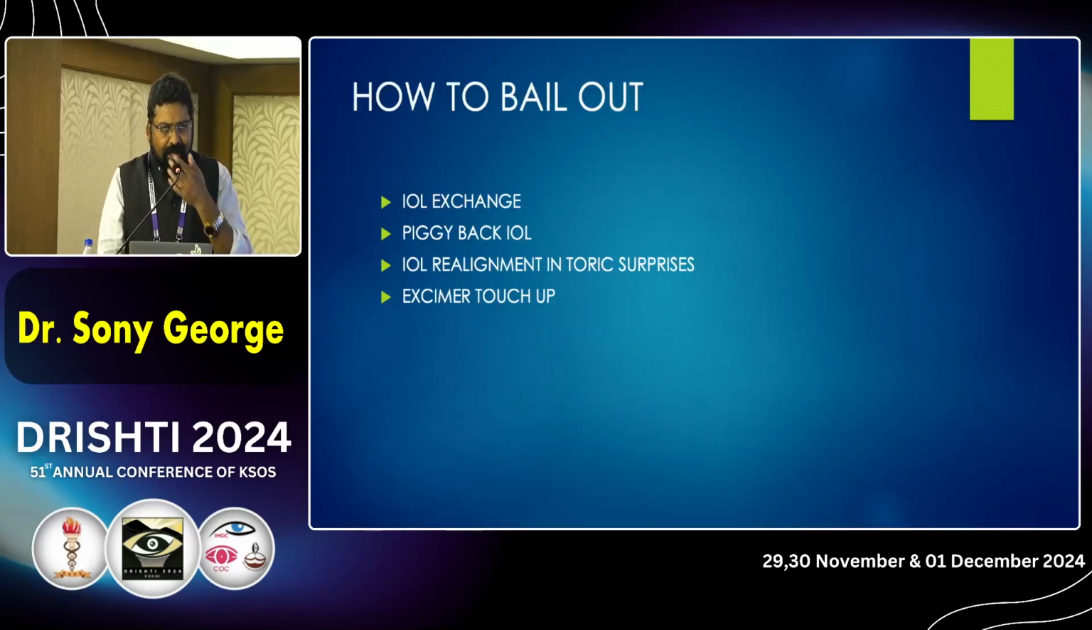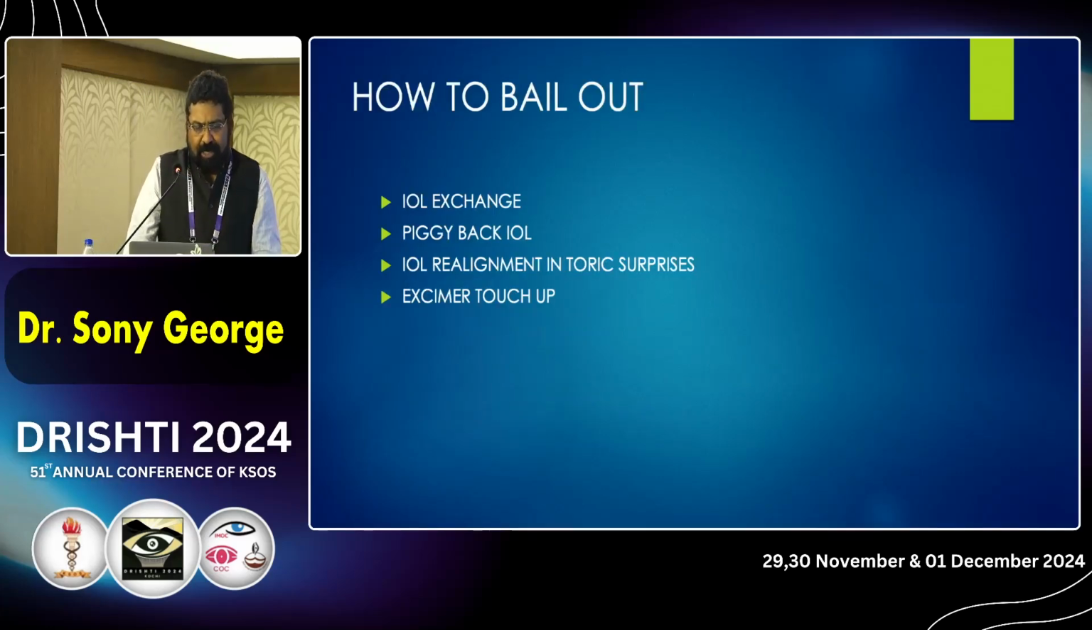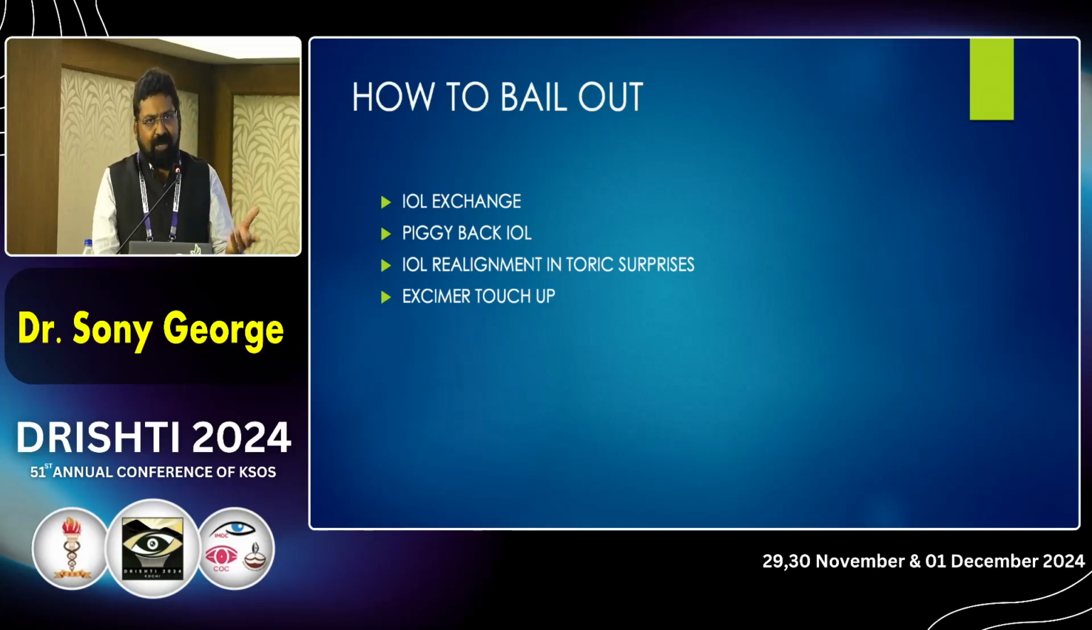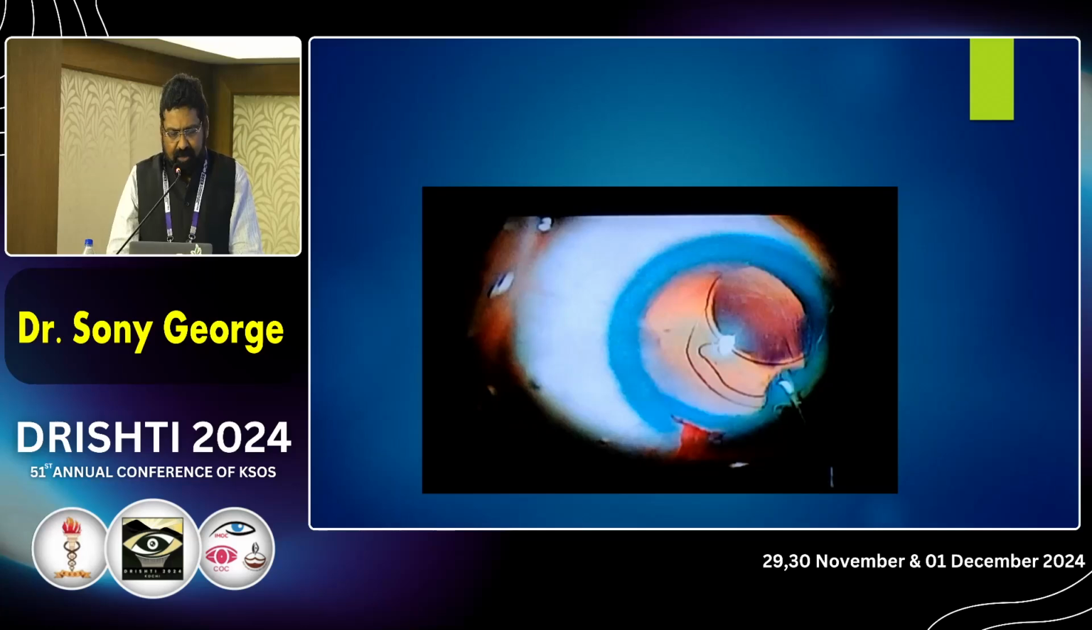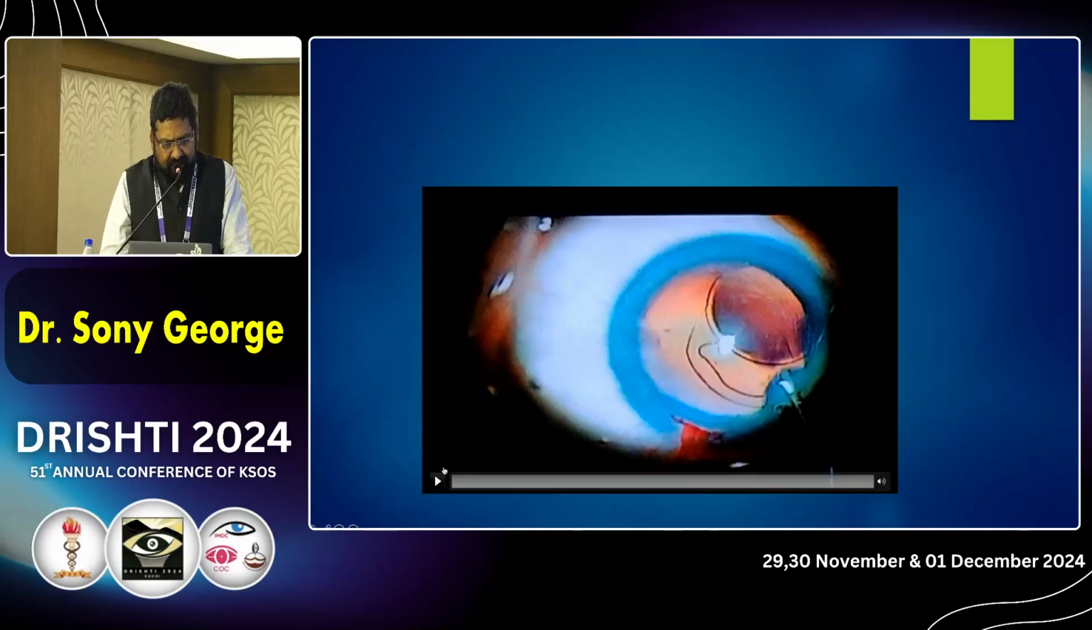So in certain cases, we'll have to go for an IOL exchange, like that -5 diopters. Obviously, you'll have to go for an IOL exchange. You can go for a piggyback IOL. And IOL realignment, obviously in a toric surprise. And in small residual myopia or hyperopia or in astigmatism, you can go for an excimer touch-up or a bioptics. So this is one such lens which had to be explanted.